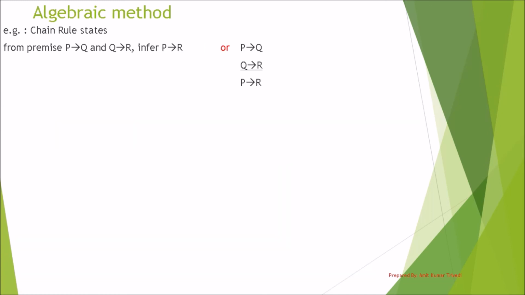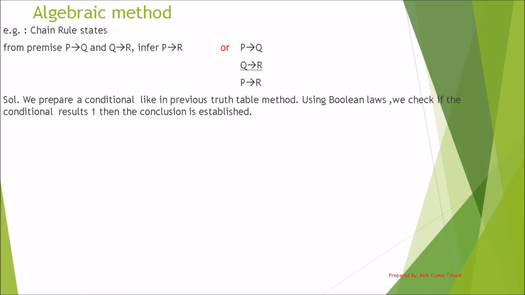Now for the algebraic method we are taking another example of the chain rule, that states from premises P implies Q and Q implies R, infer P implies R. You can also write it in this form. Now for the solution we prepare a conditional like in the previous truth table method. Then using Boolean laws we check if the conditional results in 1, then the conclusion is established.